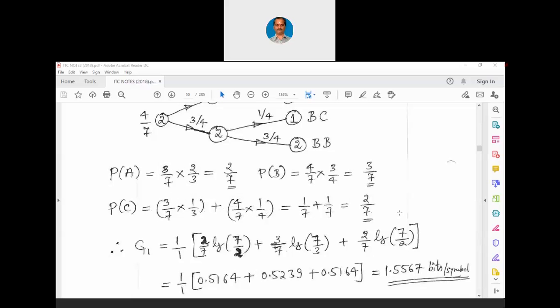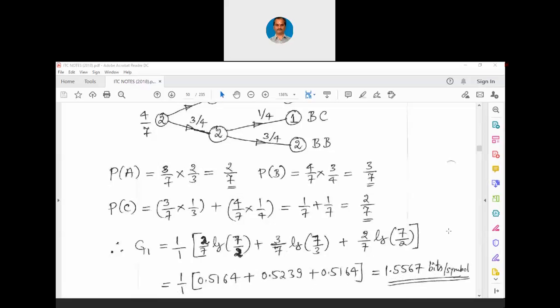Now G1 is what? G1 is 1 by n into summation of all those sequences or symbols. In this case it is symbols, it is not sequences. So that way 1 by 1 into summation of all these, you get 1.557 bits per symbol.